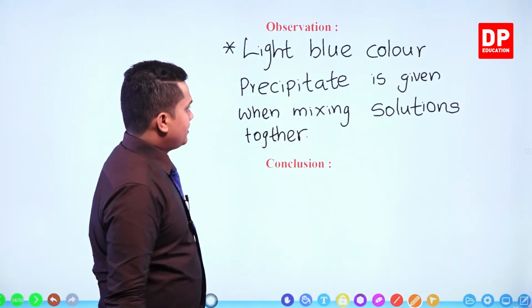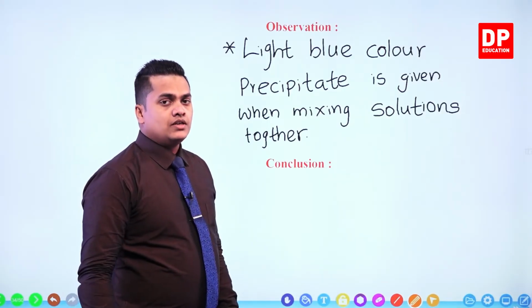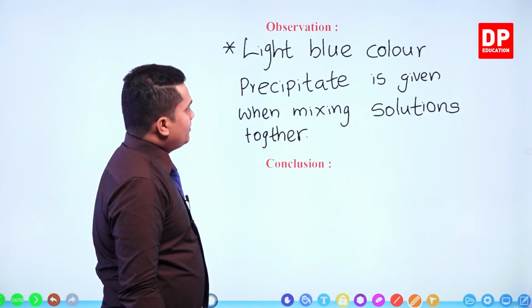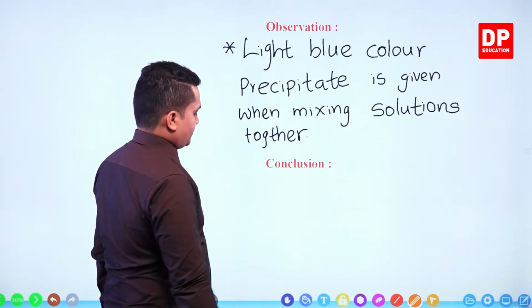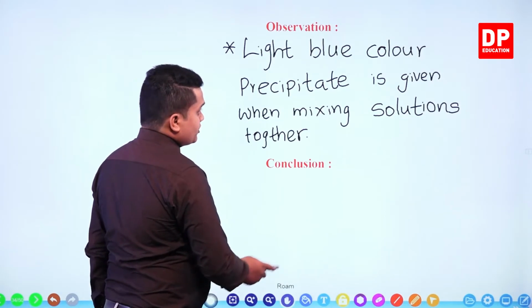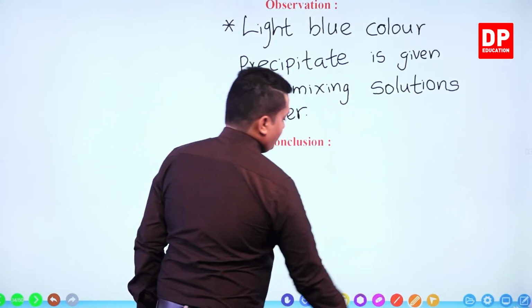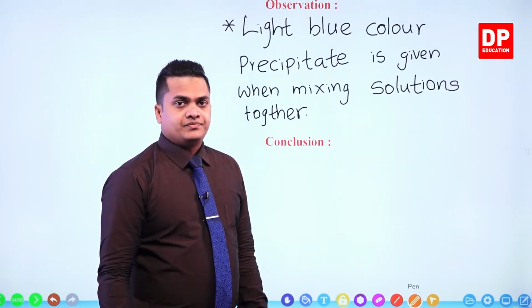Right, when mixing solutions together, we could observe a light blue color precipitate. So a light blue color precipitate is given when mixing solutions together. So what is the conclusion from this activity then? What is the final conclusion that we can come up with from this activity?